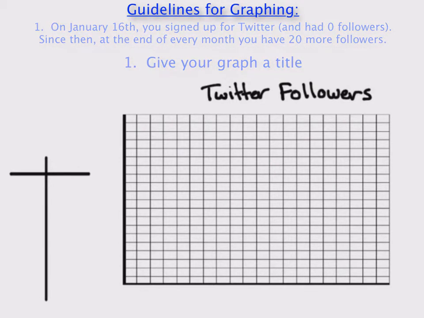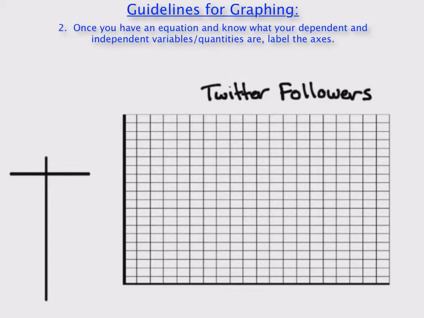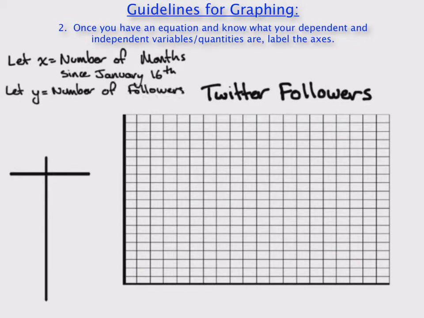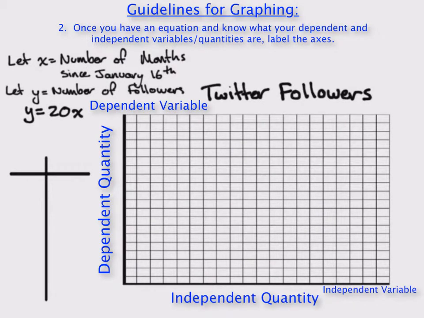Once you have your equation and know what your dependent and independent quantities are, then let's label the axes. Remember, the dependent variable most of the time goes on the vertical axis, and the independent variable most of the time goes on the horizontal axis. And please make sure to label the axes with both the quantity and the variable that represents it.